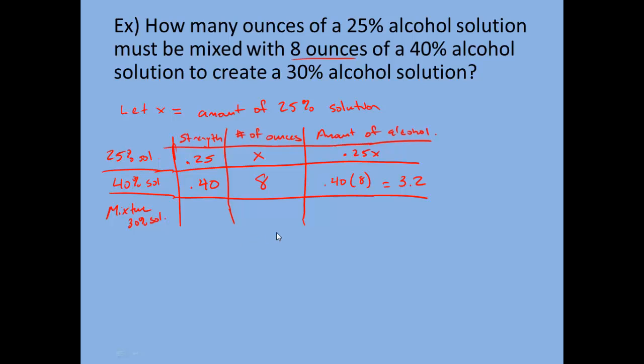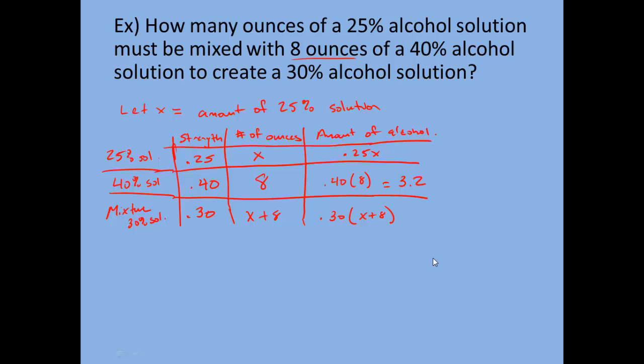And now we want to look at the mixture. The mixture has to be 30%, so we know the strength of it is 0.30. Number of ounces there: if you're mixing these together, it's the number of ounces of the 25% plus the number of ounces of the 40%. So the total number of ounces in our mixture should be x plus 8, because that's the total number of ounces in both the 25% and 40% combined. And then the amount of alcohol in the mixture would be 0.30, the strength, times the number of ounces, which is x plus 8.